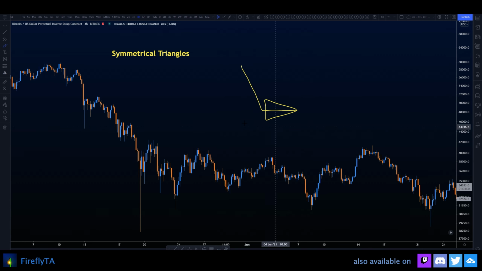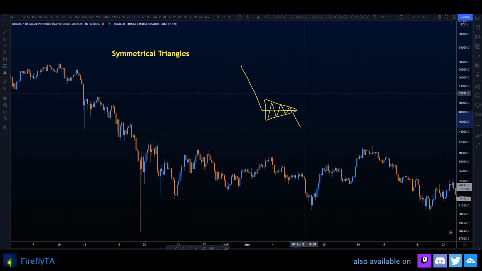So the overall situation is bearish. The overarching trend is bearish. So if you see a neutral pattern in a bearish trend with a bearish distorted balance, we can expect continuation down.